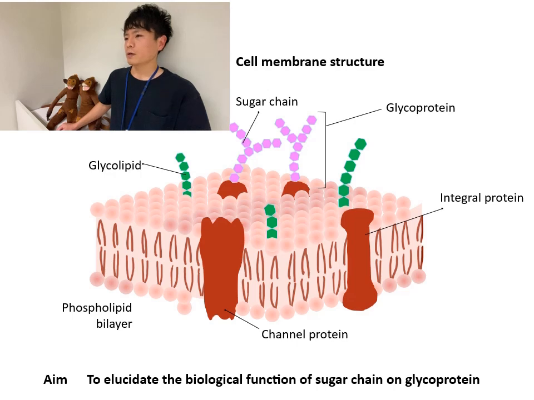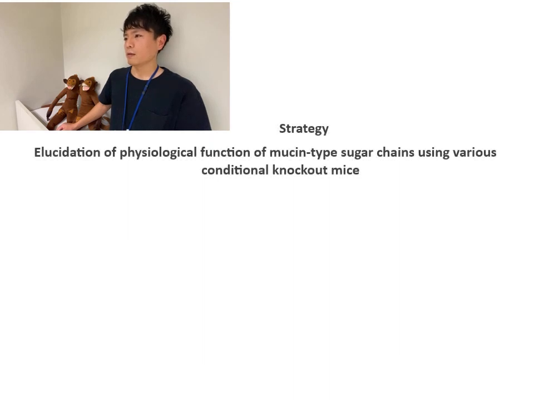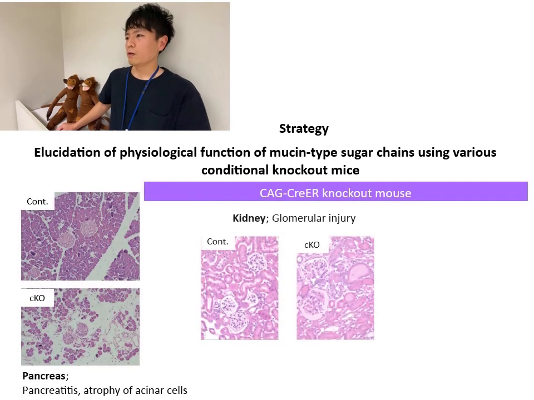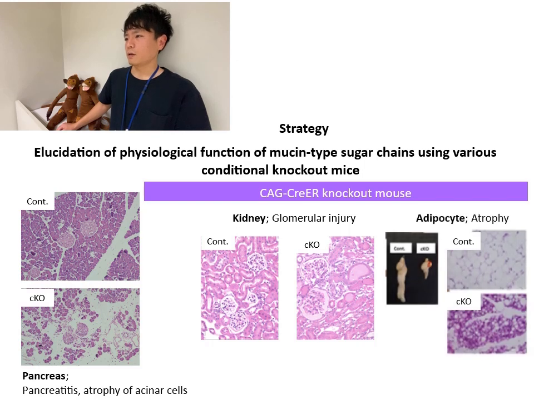Our group especially is focusing on mucin-type sugar chain, which is bound to protein. In order to elucidate the physiological function of mucin-type sugar chain, we are using conditional knockout mice. For example, mice with systemic loss of mucin-type sugar chain show pancreatitis, glomerular injury, and atrophy of adipocytes. We also have tissue-specific knockout mice and are trying to clarify what kind of sugar chain are important in each tissue. Join us and let's do fantastic glycobiology research.